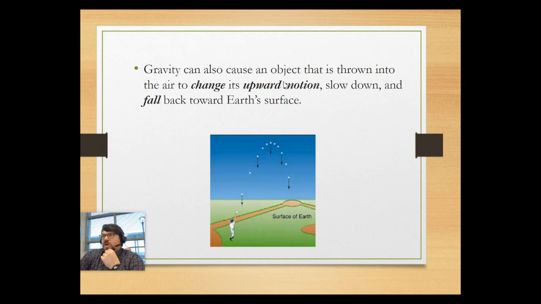Gravity can also cause objects that are thrown into the air to change direction. So we're talking about acceleration: speeding up, slowing down, and changing direction. We know it can cause it to speed up as it falls, but it can also cause it to change direction. I'm throwing it up in the air. It should go up. Objects in motion stay in motion. It should continue to go on its path. Wait, I just threw it up. Why is it coming back down? It's because of gravity. Gravity is making it change direction.